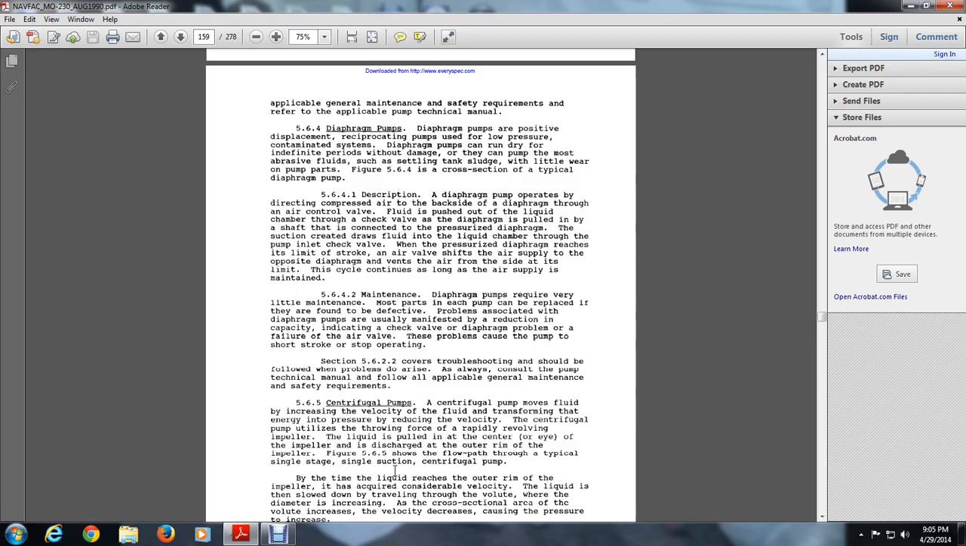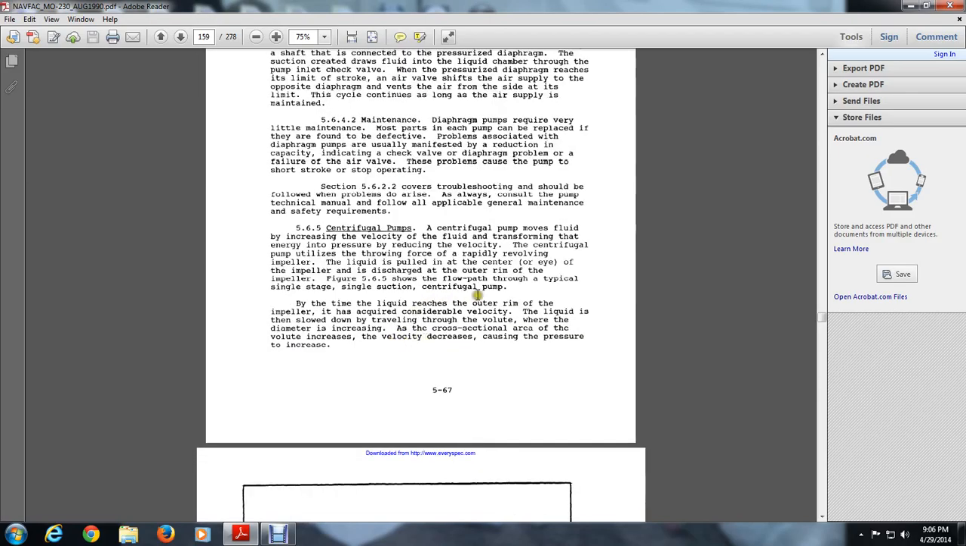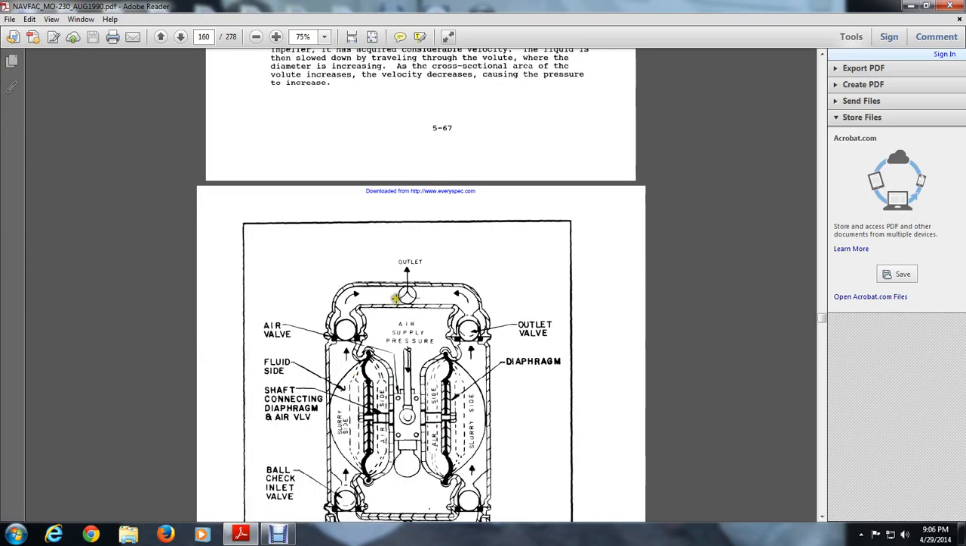565 Centrifugal pumps. Centrifugal pumps increase the velocity of the fluid and transform the energy into pressure by reducing velocity. They operate by forcing liquid through a rapidly revolving impeller. The liquid flows in at the center of the eye of the impeller and discharges at the outer rim of the impeller. Figure 565 shows the flow path through a typical single stage, single suction centrifugal pump. By this point the liquid reaches the outer rim of the impeller at considerable velocity. The liquid slows down traveling through the volute, where the cross-sectional area increases, the velocity decreases, causing the pressure to increase.